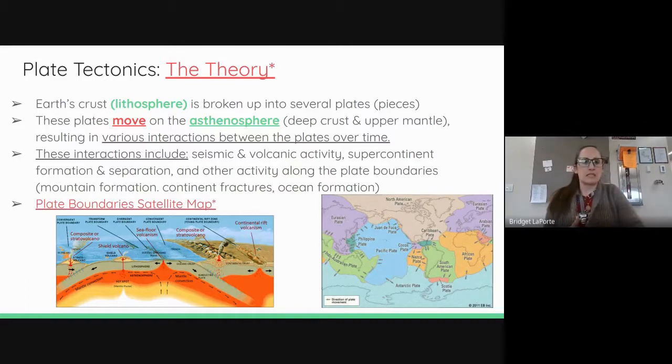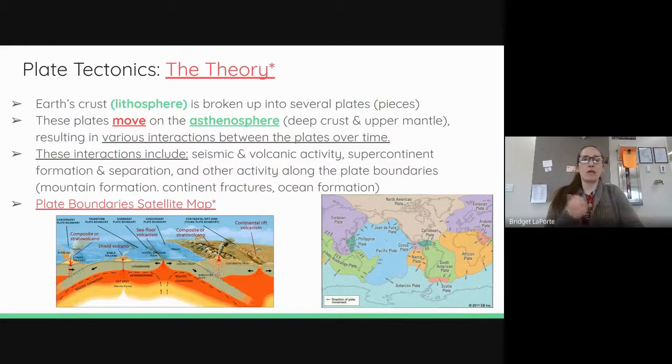So let's get a little bit more technical here because we are scientists. The lithosphere, or the Earth's crust, so these pieces of rock, are broken up into several different pieces, and we call them plates. They all have different names. You can see in the bottom corner here, several. We have a North American plate, the African plate, the Pacific plate, the Antarctic plate, and so on. If you want to take a closer look, this bottom link here, the plate boundaries satellite map, will show you where those plates are located and where they're currently at, which is kind of cool.